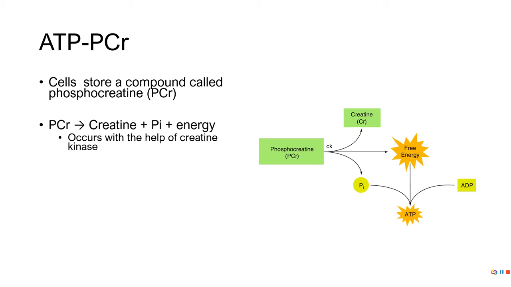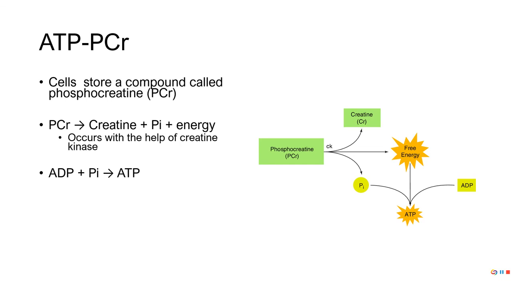phosphocreatine is broken down into phosphate and creatine. This phosphate that has been released from creatine can be added to an ADP molecule, which then forms ATP. This ATP can then be broken down to release energy for use.